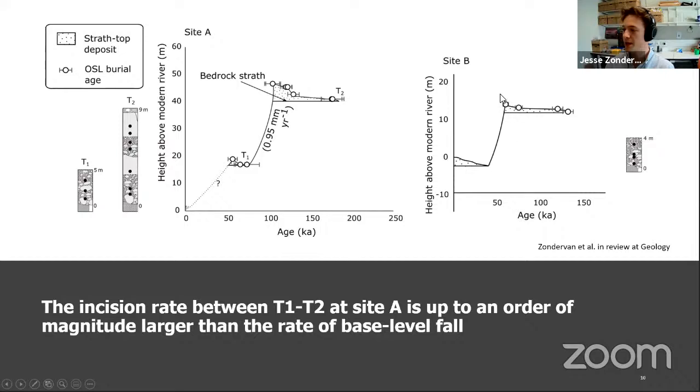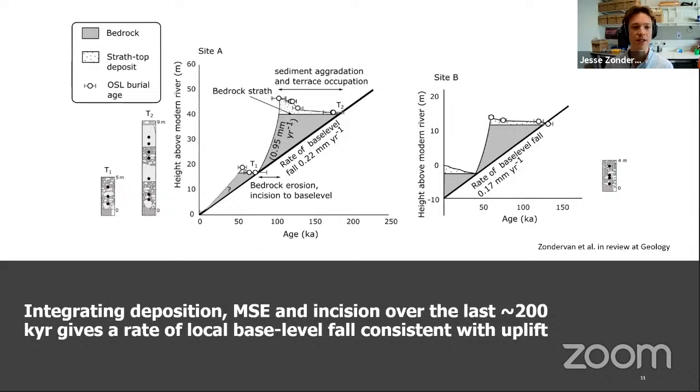And we see the same kind of stable period here in site B, which will have to be followed by a period of high incision rates. And so when we integrate these times of deposition, metastable equilibrium, and incision over the last 200,000 years, we can start to see a rate of local base level fall in site A of 0.22 millimeters per year. In site B, this is probably around 0.70 millimeters per year. These rates are more consistent with rock uplift rates.